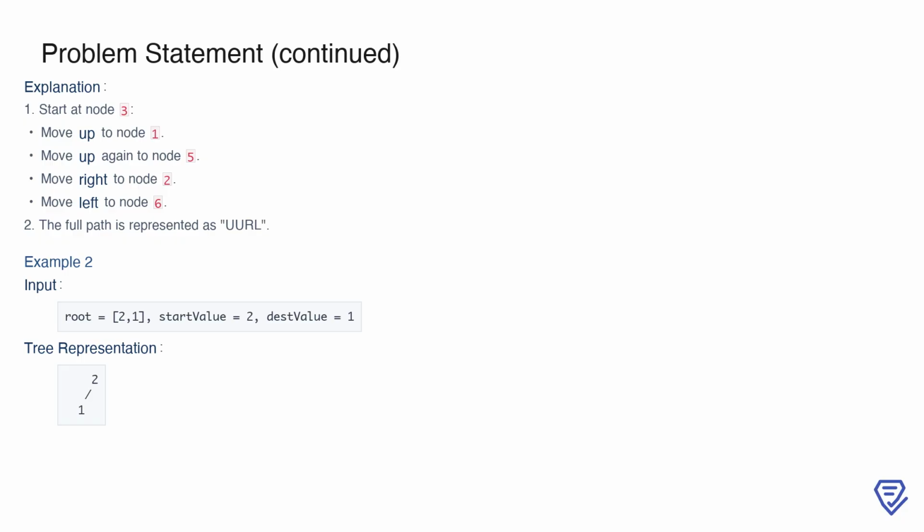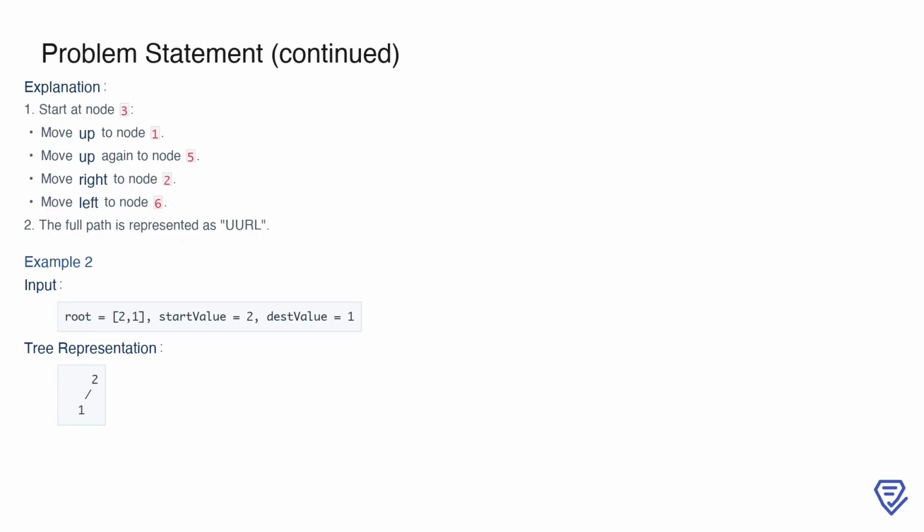Now, let's break down the solution for this example. Starting at node 3, the first step is to move up to its parent, which is node 1. From there, move up again to the root node, 5. Next, move right to the child node 2, and finally, move left to reach node 6. Together, these steps form the path "UURL", which is the shortest sequence of directions from the starting node to the destination node.